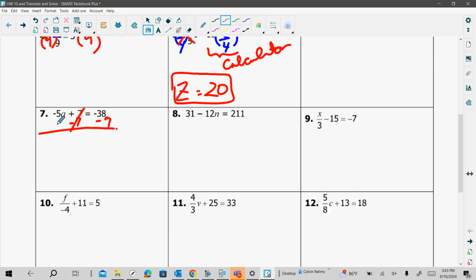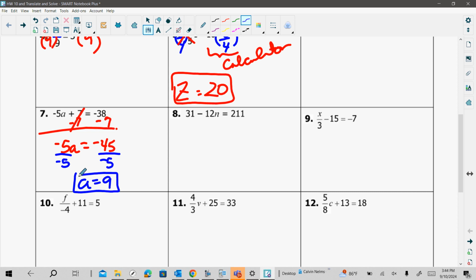And then don't forget your sign. This is negative 5a is equal to, and then we're doing negative 38 minus 7, which is a negative 45. And now to get rid of the coefficient, this is negative 5. Whatever sign is there, we have to keep. So divide by negative 5. A is a positive 9. Okay.